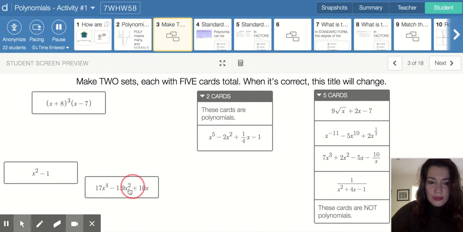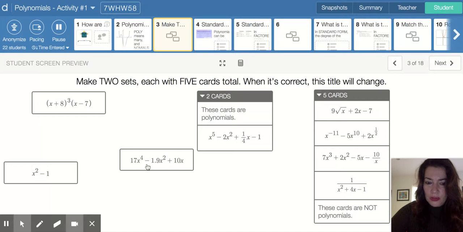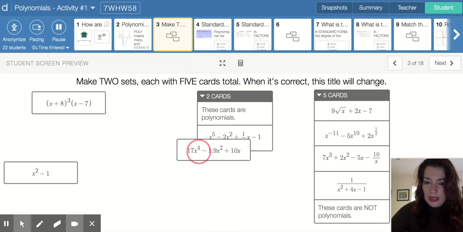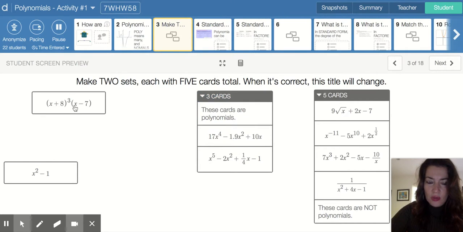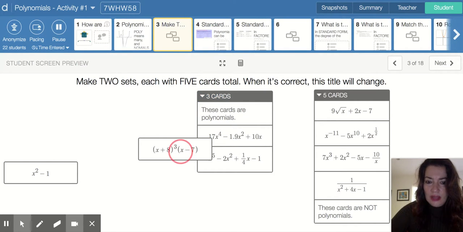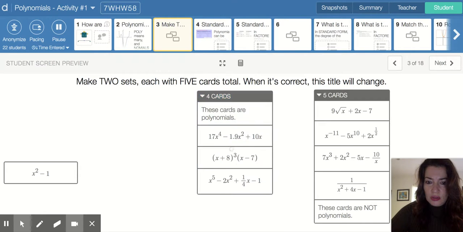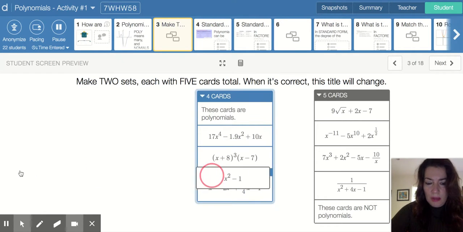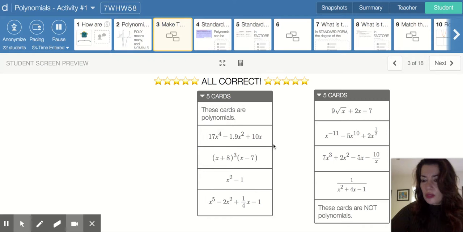And if you look at the rest, all of them are polynomials because they have exponents that are whole numbers and non-negative. So as long as your exponent is a whole number and not negative, that would result in a polynomial. So once you match it correctly, you should see all correct, so you know you did it right.